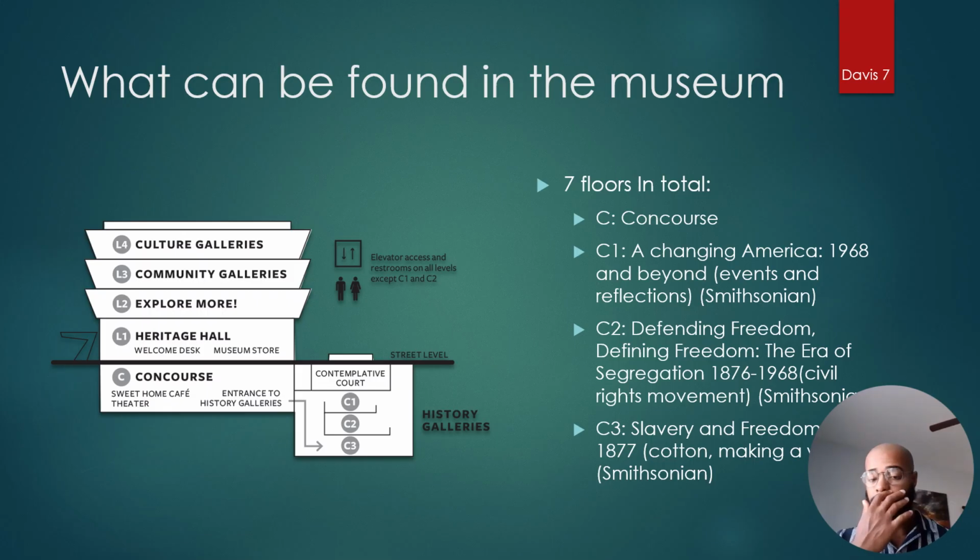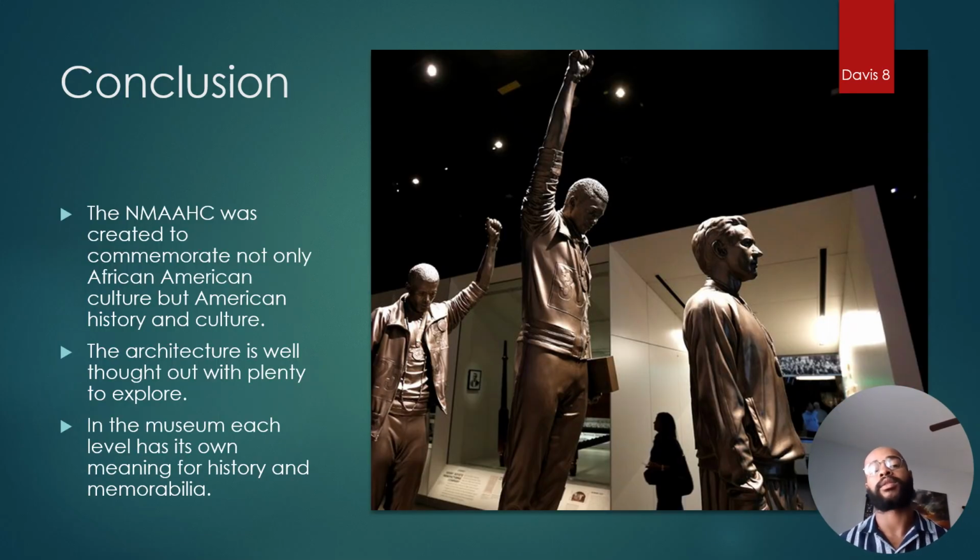And now we'll transition to my final slide, the conclusion. In conclusion, the National Museum of African American History and Culture was created to commemorate not only African American history, but American history and culture. The architecture is well thought out, with plenty to explore. There are multiple levels, multiple interactive spaces, and just even looking at the outside, understanding how it was involved in African American history and how everything was put in place for a particular reason, just adds to the grandeur of this museum. And finally, in this museum, each level has its own meaning for history and memorabilia.